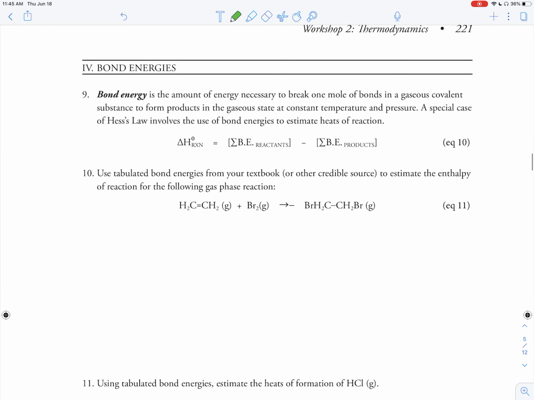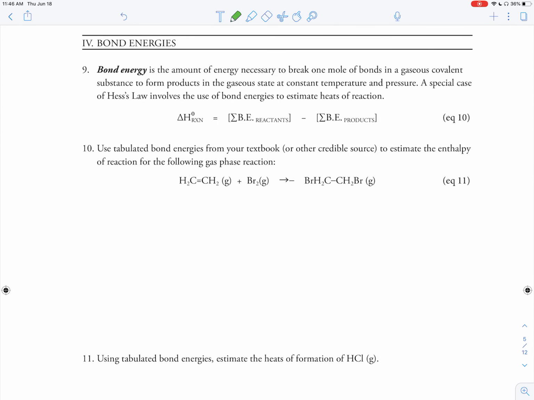Okay, so there is an additional way in order to find delta H values, but it's not using enthalpy. It is using this thing called bond energies. And bond energies are essentially the amount of potential energy located in a bond between 2 atoms.